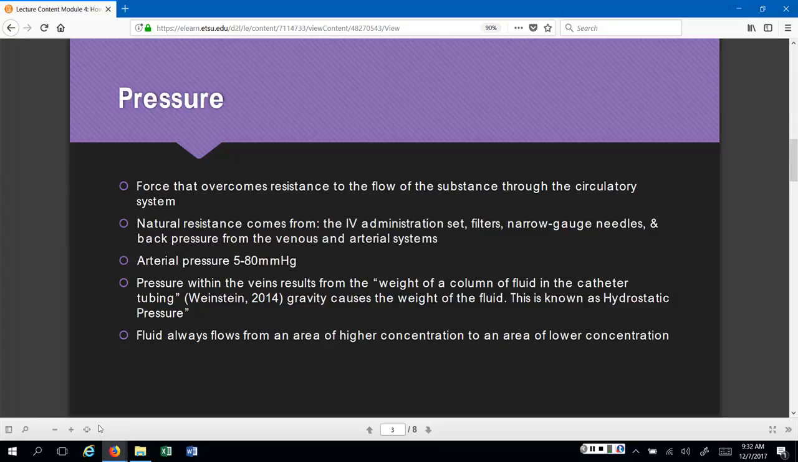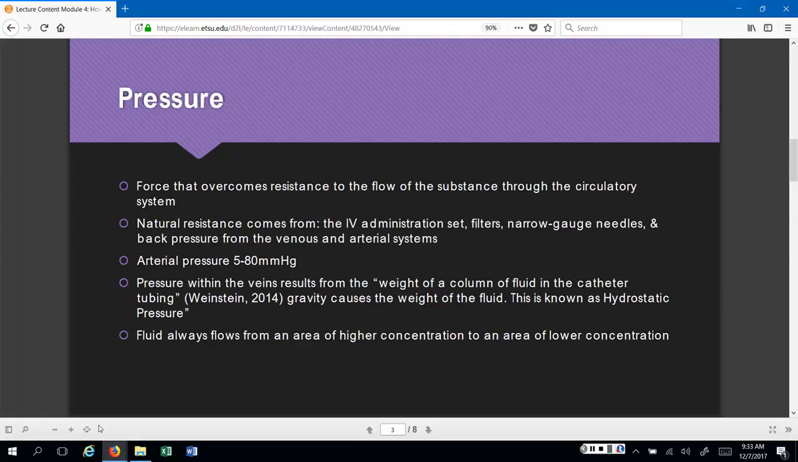Narrow gauge needles, and we talked about this a little bit when we discussed choosing needles and considerations for setting up for IV infusion. Remember, narrow gauge needles have a much smaller bore, so you're having to overcome the resistance of that small hole in the needle as you infuse fluids. This is one of the reasons that when we are infusing blood products, we don't use a small gauge or narrow gauge needle.